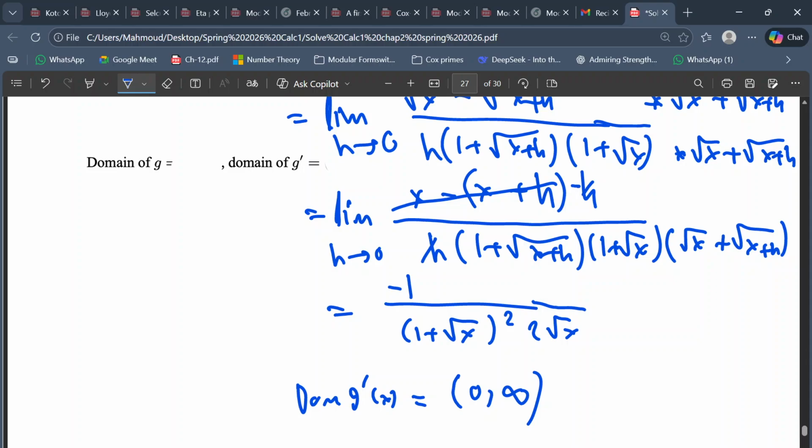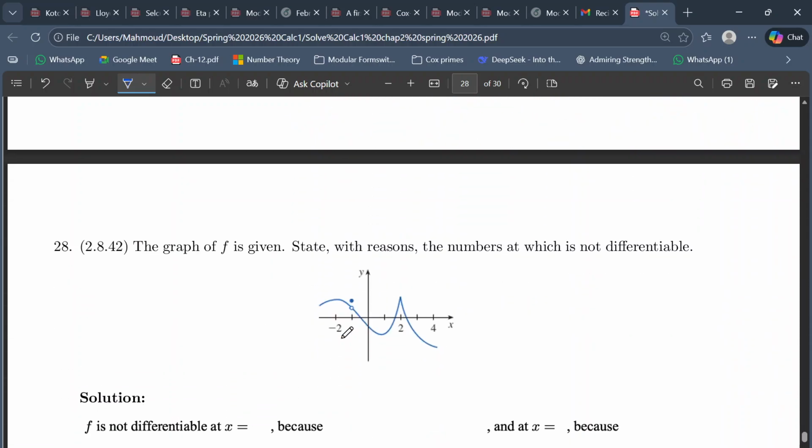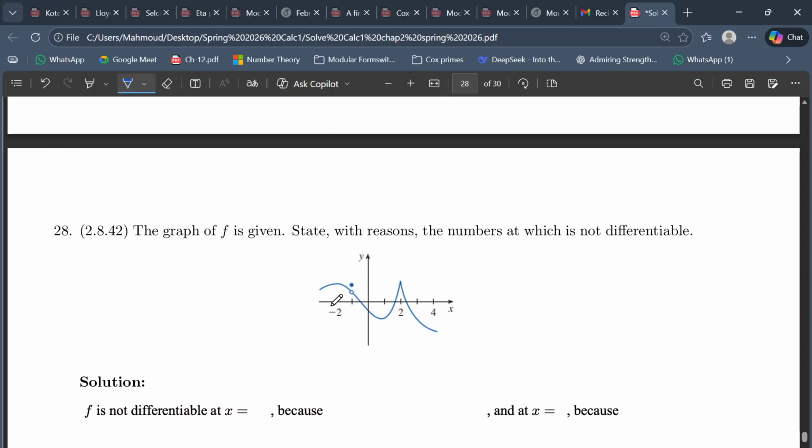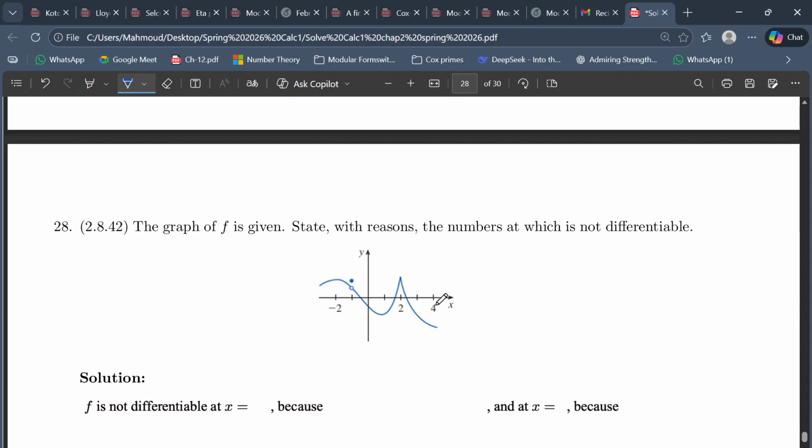Who wants to solve the next problem? The graph of f is given. State with reasons the numbers at which f is not differentiable.